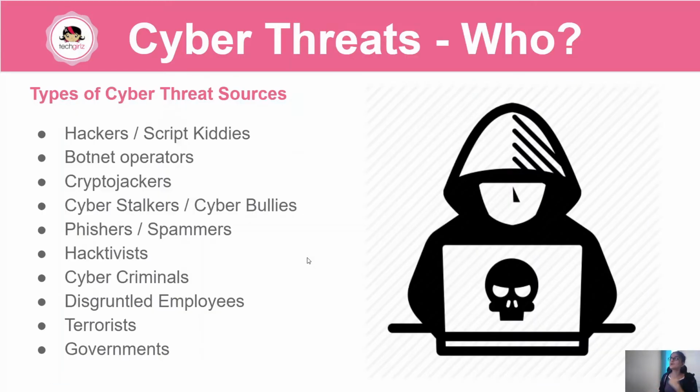The next thing we are going to study is the who in the cyber threat. Types of cyber threat sources are hackers and script kiddies. These are mostly people who just enjoy breaking things. They enjoy the power they feel when they break into a system, and they enjoy finding vulnerabilities and using them for their benefit. Hackers are also of two types, which we will discuss later.